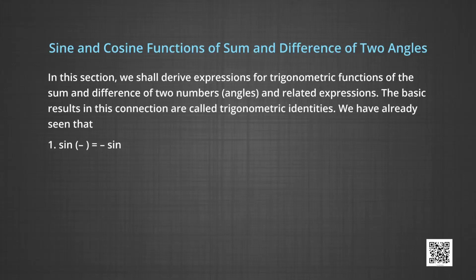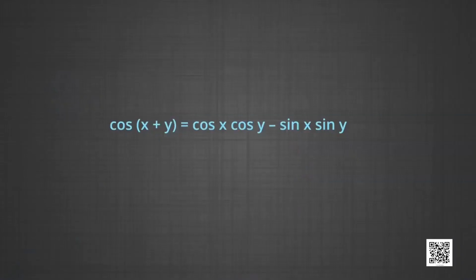In this section, we shall derive expressions for trigonometric functions of the sum and difference of two numbers, angles, and related expressions. The basic results in this connection are called trigonometric identities. We have already seen that sine of minus x is equal to minus sin x and cos of minus x remains cos x only. We shall now prove some more results. First, cos of x plus y is equal to cos x cos y minus sin x sin y.